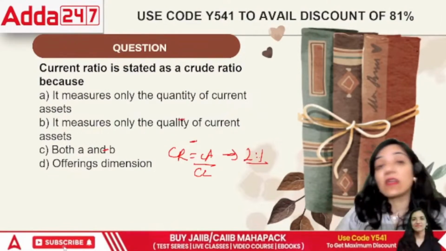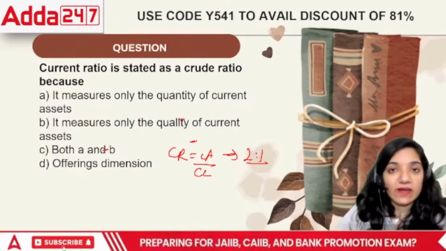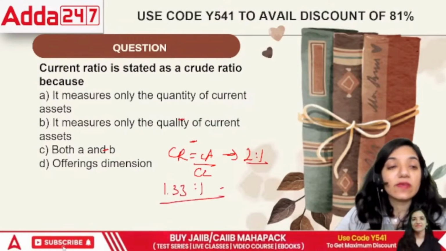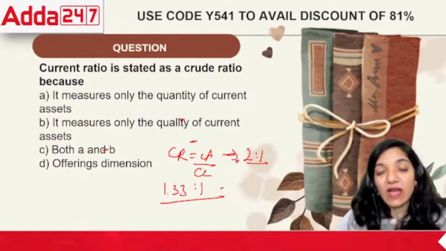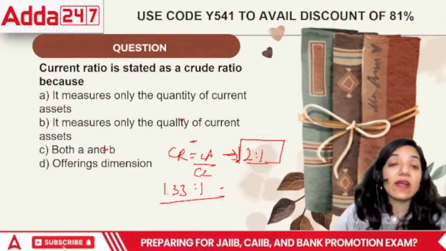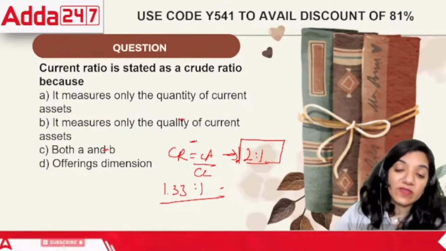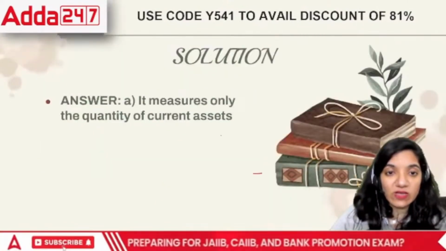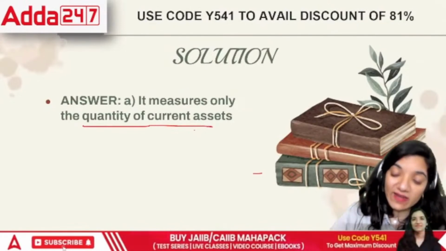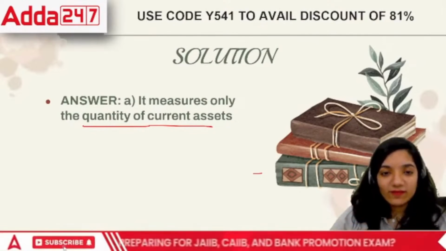But in the practical world, especially in the banking sector, whenever CMAs are being provided, then it is always 1.33:1. So the correct answer, as per the ideal ratio in terms of the books and IIBF and everything else, is 2:1. So current ratio is the ratio of the proportion of CA over the CL. In this case, the correct answer is it measures only the quantity of current assets. It never looks at the quality. This is one of the inherent limitations of accounting itself. It is always looking at the quantity, not the quality.